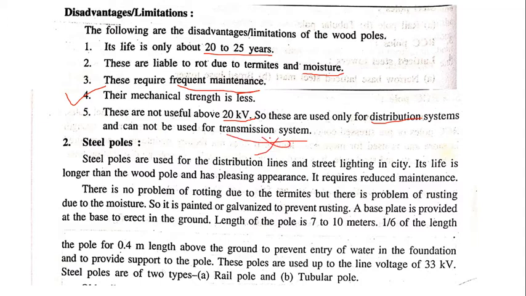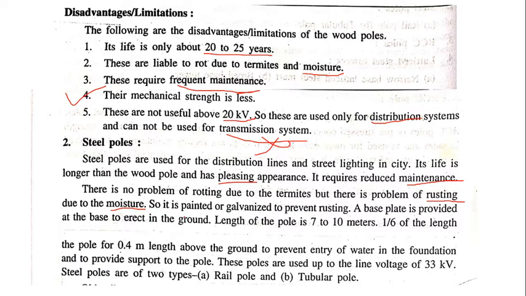Now the next one is the steel pole. Steel poles are used for distribution lines and street lighting in cities. Its life is longer than the wood pole and it has a pleasing appearance, because it looks better than the wooden pole. It requires reduced maintenance, because maintenance is very low in steel compared to wood, and there is no problem of rotting due to termites, but there is a problem of rusting. In steel we have the problem of rusting due to moisture.